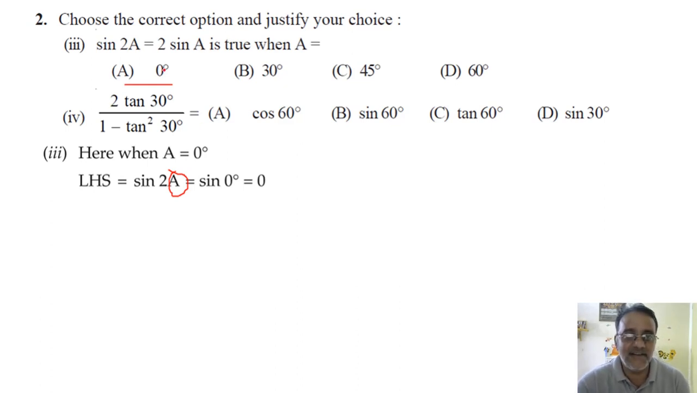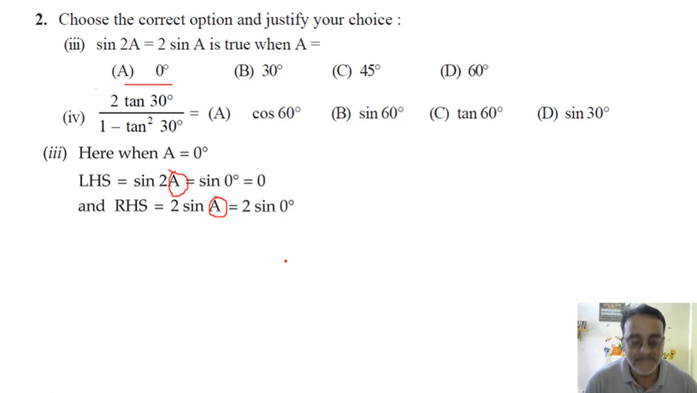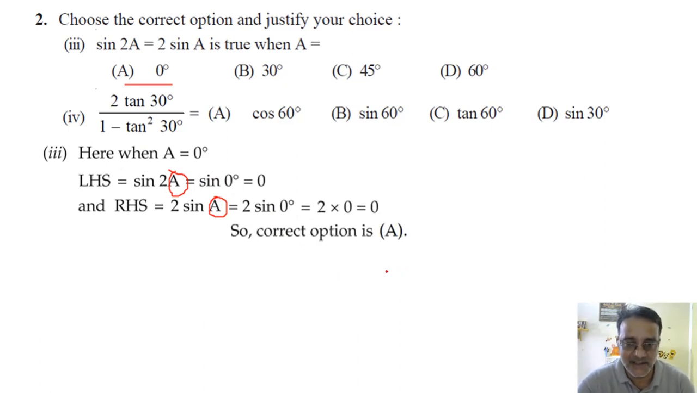Now we'll find the RHS, that is 2 sin a. Again substitute 0 in place of a. Sin 0 value is 0. So 2 into 0 is 0. That means LHS is equal to RHS. So the correct option is A.